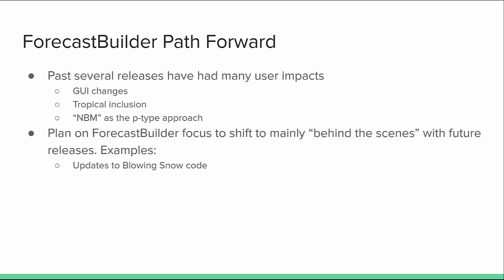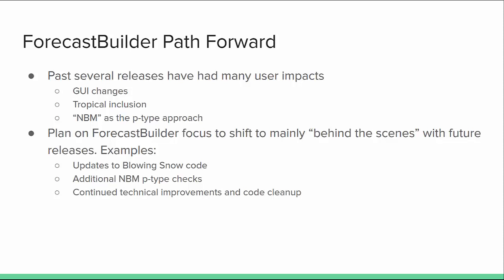Some examples, there are some updates that are needed to the blowing snow code, and those have already begun, and we just need to get those into release. They weren't making it in here for version 10. We'll get that probably in a 10.1 release. There are some additional checks here that we could make probably to the NBM precipitation type approach. You know, continue to improve the technical side on this, go through and do some more code cleanup. And then finally, can we include some probabilistic data into the process? Again, how we do that is still unknown, but that's just something that we're looking forward to here for the future.